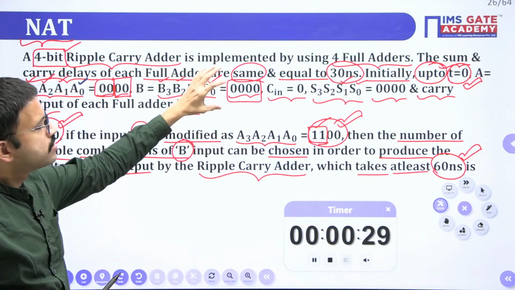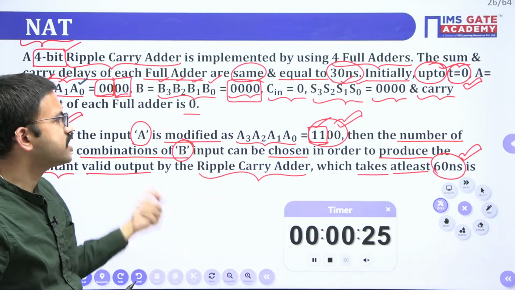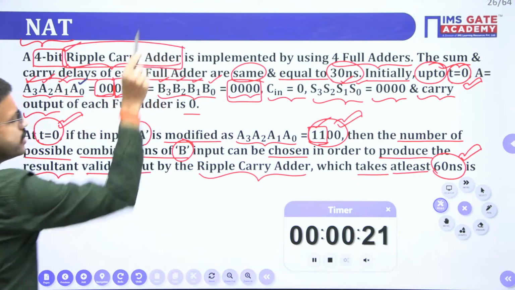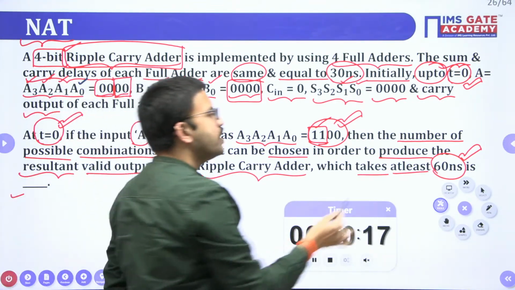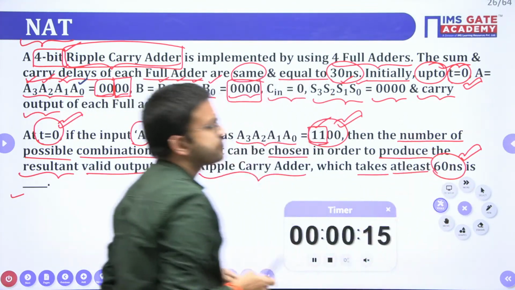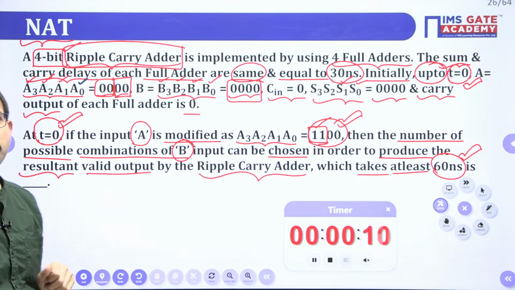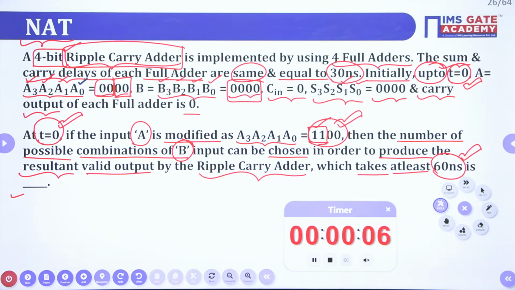Now you have to consider the B combinations in such a way that this particular ripple carry adder, after giving the B input and A input, should take a minimum of 16 nanoseconds. So like that, how many B combinations will you get? That is the question. Is it clear, Ashish? Regarding the question, I will explain. Regarding the solution, is it clear what they have asked?